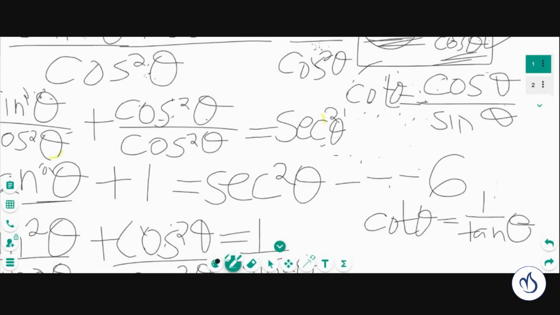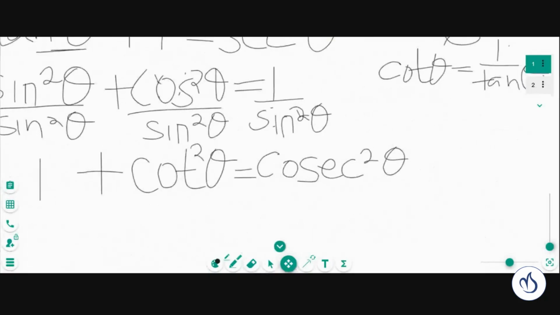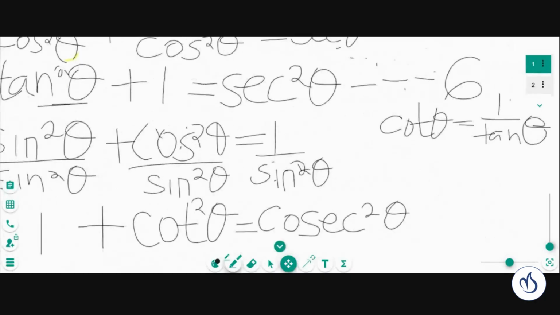So let's go back to where we were. Let's not get lost in the detail. So we have formed another identity, identity number 7.